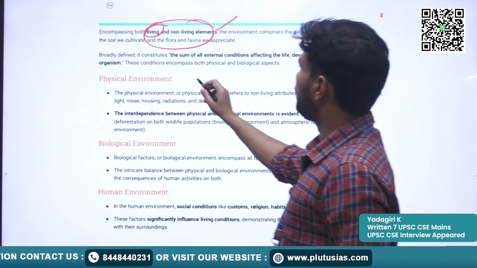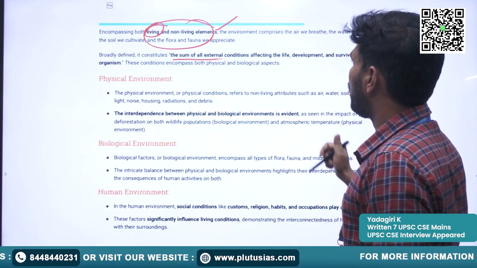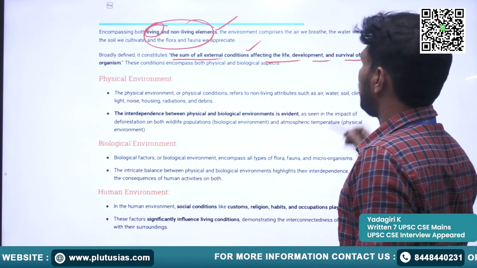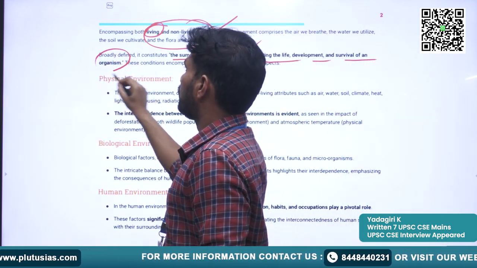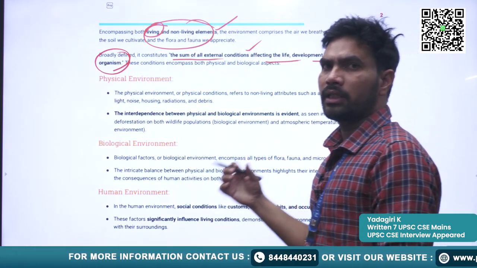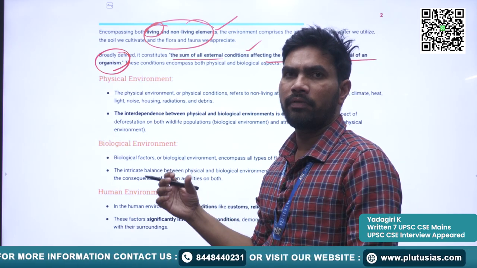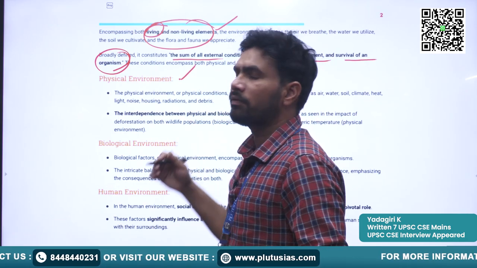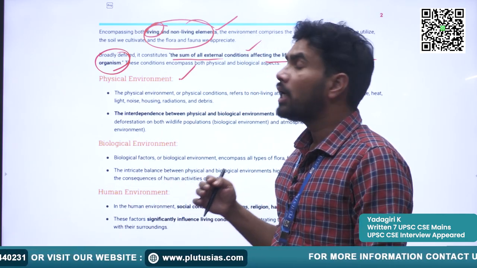The definition could be like this: the sum of all external conditions affecting the life, development and survival of an organism. This can be considered a proper definition for the environment. Now we will see the components of the environment, what constitutes the environment.